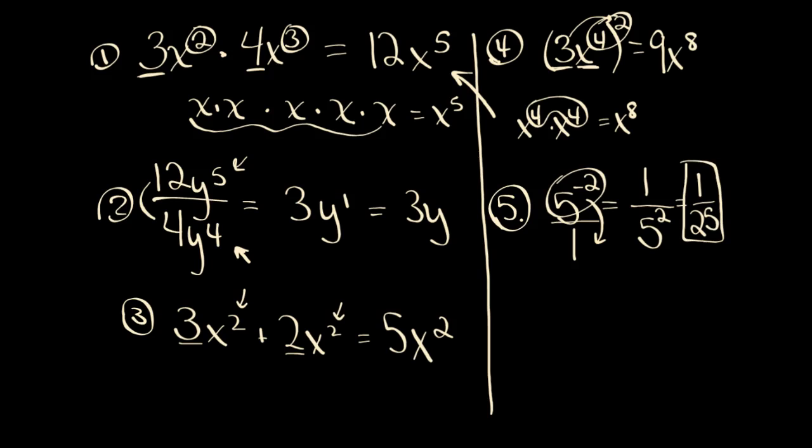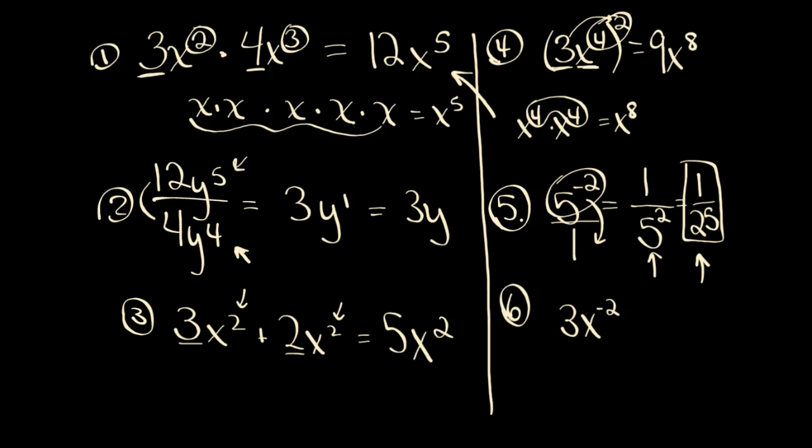You'll never know how the test will make you choose your answer. They could leave it like this, they could leave it like this, so you got to know how to go all the way there. And then number 6, we'll do one more negative exponent that has a variable.